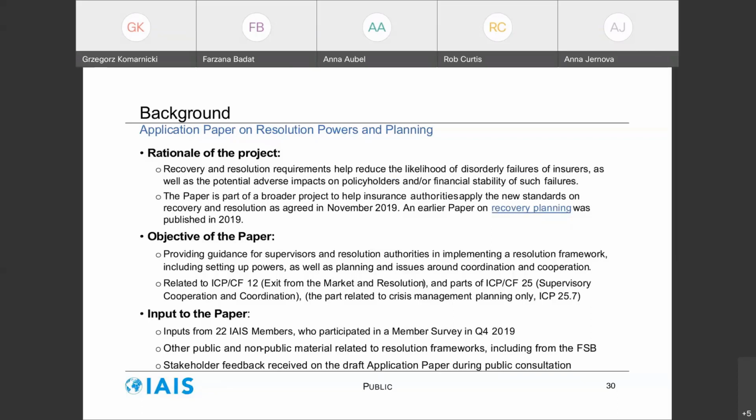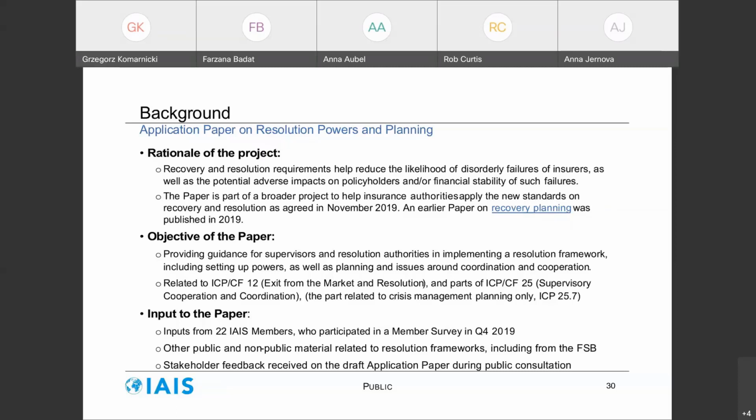I think it's obvious that recovery and resolution is a broad topic that covers a lot of real estate, and it's recognition by the IAIS that, with new standards agreed upon in November of 2019, there was a need for some further application papers to explain a lot of the material there. In fact, we took a lot of guidance for the application papers from questions received in the consultation on the ICPs and ComFrame.